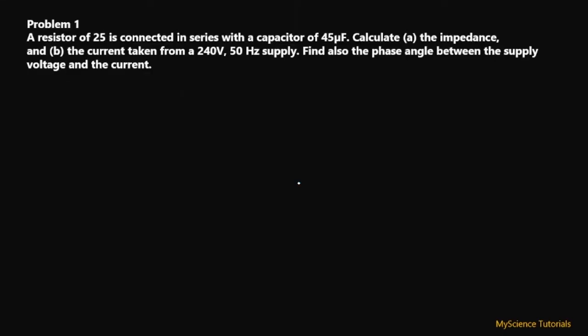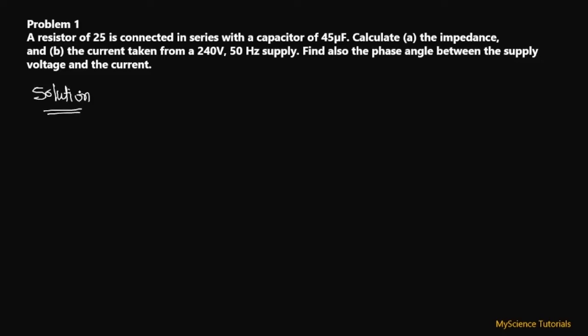So the first question we want to try our hands on is problem number 1. We have a resistor of 25 ohms connected in series, this is very important, in series, not in parallel, with a capacitor of 45 microfarad. We are to calculate A, the impedance, and B, the current taken from a 240 volt 50 hertz supply. Find also the phase angle between the supply voltage and the current. This is a very easy and straightforward question. So let's write down our solution.